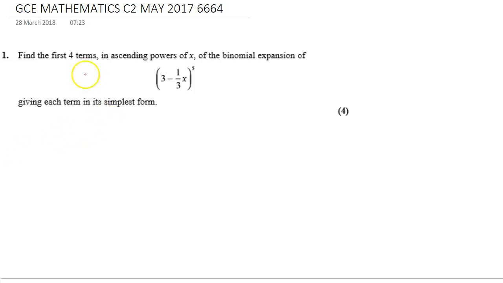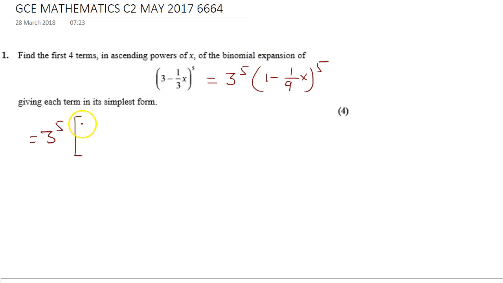Question number 1. Find the first 4 terms in the ascending powers of x of the binomial expansion of (3 minus 1 over 3x) to the power 5. So this one we can write as 3 to the power 5 times (1 minus 1 over 9 x) to the power 5. So its expansion is 3 to the power 5.